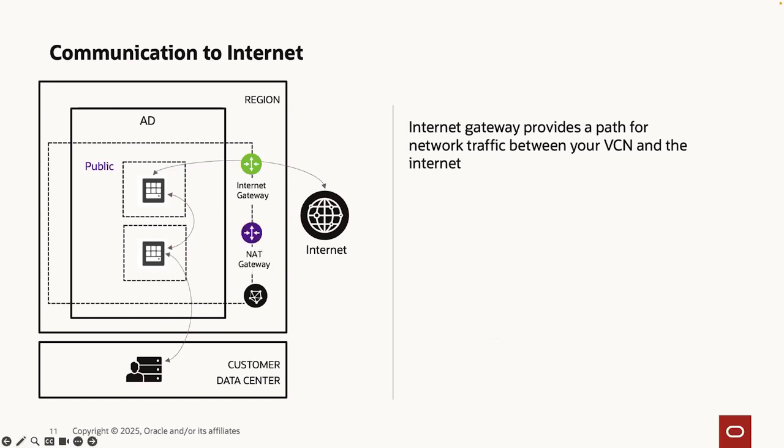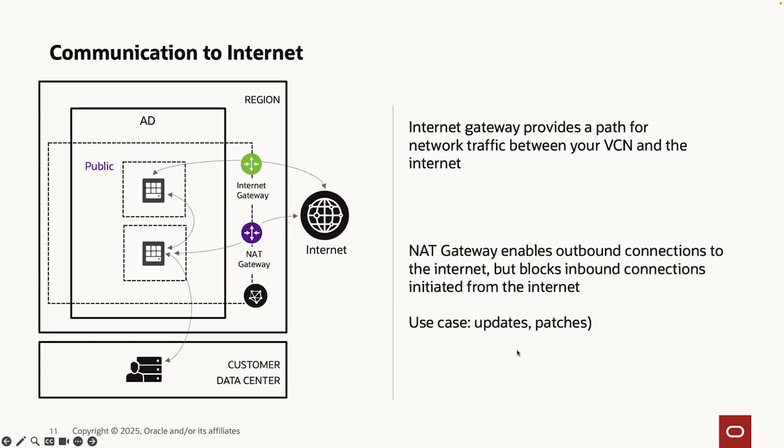The next one is the NAT gateway. In comparison to the internet gateway, the NAT gateway enables outbound connections to the internet and allows it to receive responses. However, it blocks any inbound connections initiated from the internet. So it gives an entire private network access to the internet without assigning each host a public IP address.